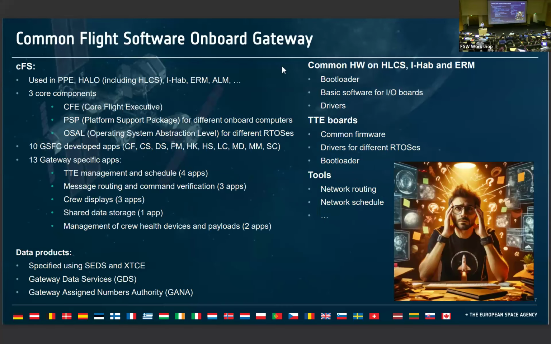So let's talk about software. We chose to use CFS on Gateway as the main software framework on most of the modules. There are multiple instances of CFS just on the Halo module, on iHub or ERM, on the airlock module. So in total, there are, I believe, at least 7 different instances of CFS out there, if I don't take into account redundancies.